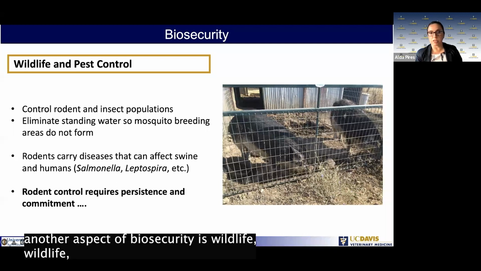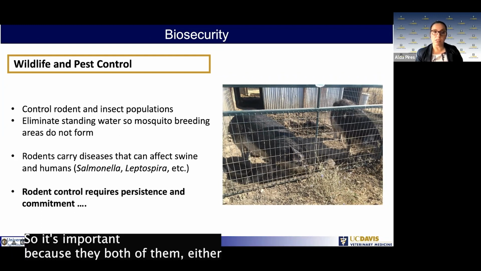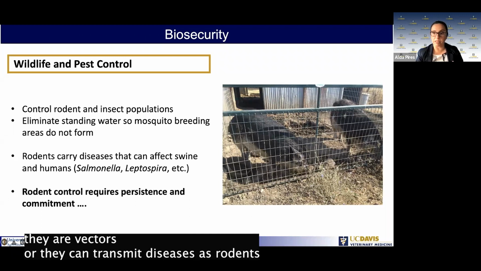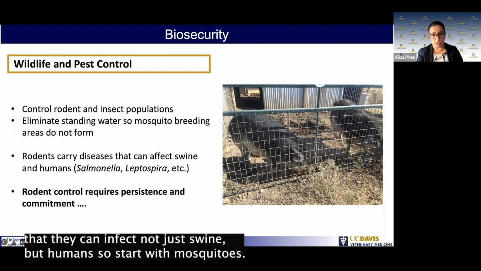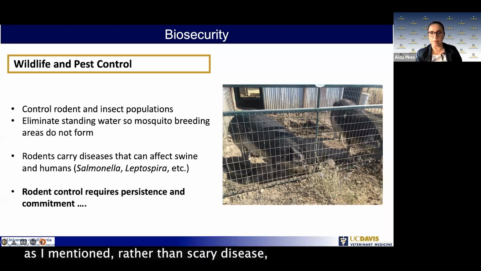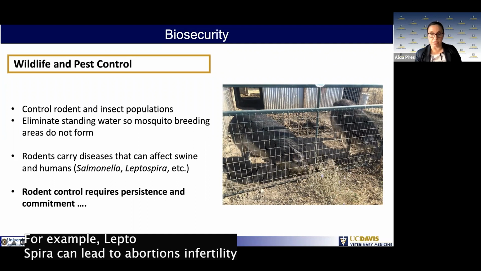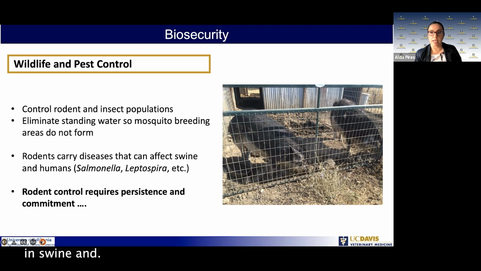Another aspect of biosecurity is wildlife pest control regarding rodent and insect populations. It's important because they are either vectors or can transmit diseases that can affect not just swine, but humans. Start with mosquitoes: eliminate standing water so mosquito breeding areas do not form. As I mentioned, rodents carry disease that affects not just swine, but humans as well. For example, leptospira can lead to abortions, infertility in swine, and losses on your farm.